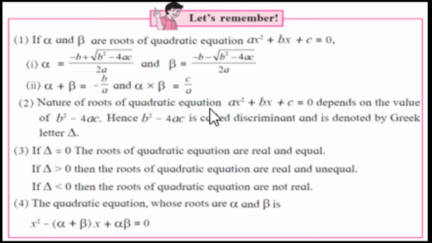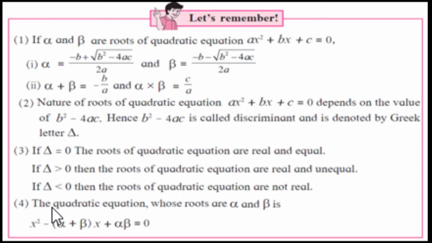Nature of roots of the quadratic equation ax square plus bx plus c is equal to 0 depends on the value of b square minus 4ac. Hence, b square minus 4ac is called the discriminant and is denoted by the Greek letter delta. Therefore, if delta is equal to 0, the roots of the quadratic equation are real and equal. If delta is more than 0, then the roots are real and unequal. If delta is less than 0, then the roots are not real.